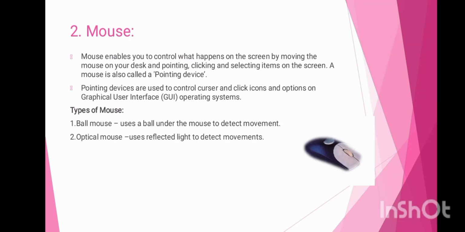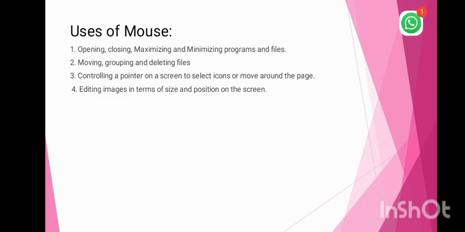These are the types of mouse: ball mouse and optical mouse. The first one, the ball mouse, uses a ball under the mouse to detect movements, and the optical mouse uses reflected light to detect movement. Uses of mouse: opening, closing, maximizing and minimizing programs and files, moving, grouping and deleting files, and controlling a pointer on the screen to select icons, or moving around the pages, editing images in terms of their size and positions on the screen.